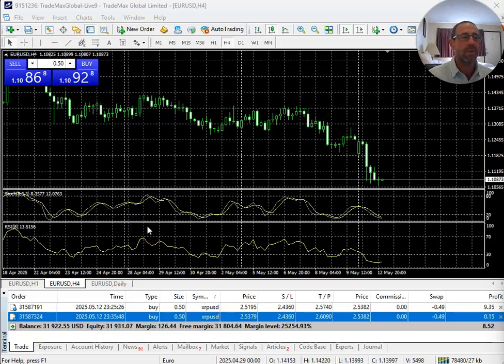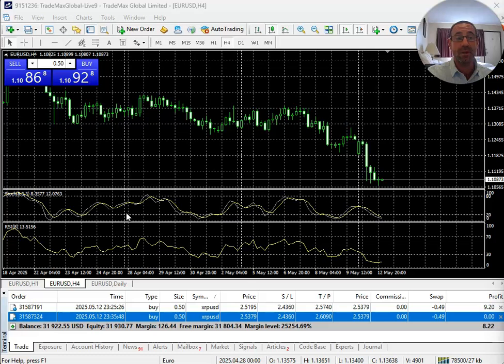Okay, so now that we understand what a pip is, what is a lot, right? Which is a standardized trade size in Forex. And there's a few types. We have the standard lot, which equals 100,000 units of the base currency. That's the exact definition, right? And then we have the mini lot, which would equal 10,000, a micro lot, which would equal 1,000, and a nano lot, which would equal 100.